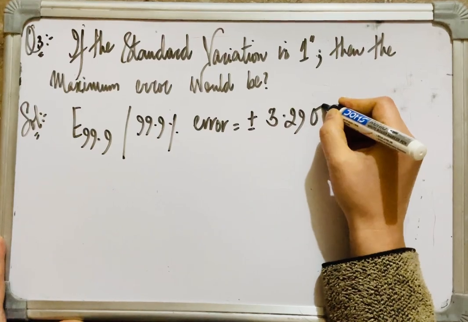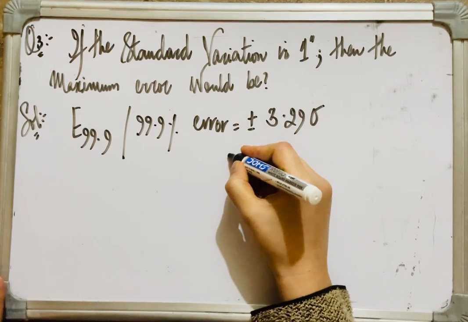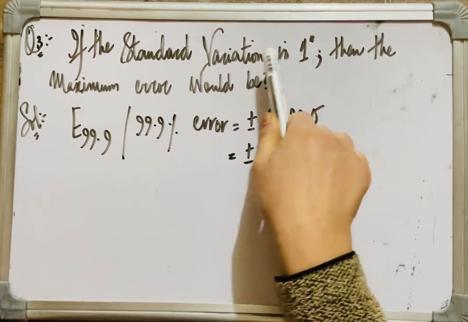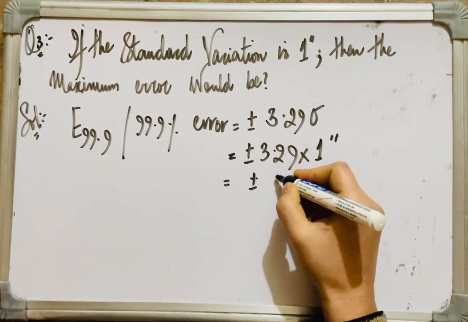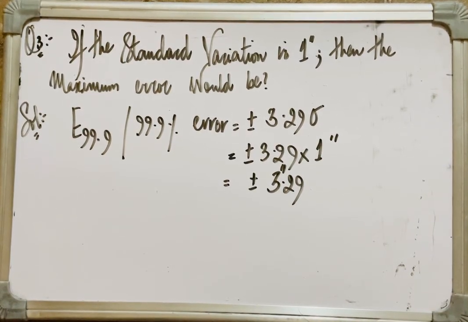3.29 times the standard deviation or the standard error or the standard variation, because standard variation, standard deviation and standard error, they're all one and the same thing. All right. So maximum error is equal to plus minus 3.29 times the standard variation. How much is my standard variation? 1 second. That means my maximum error will be plus minus 3.29 seconds.